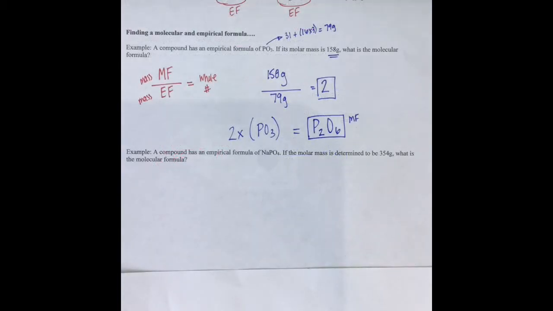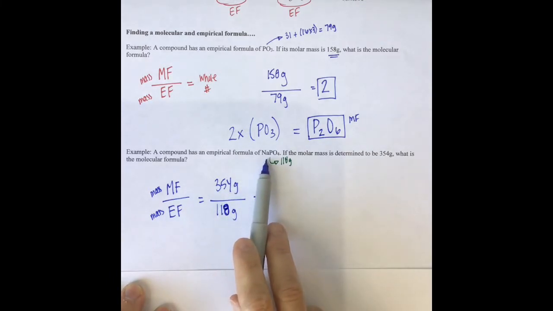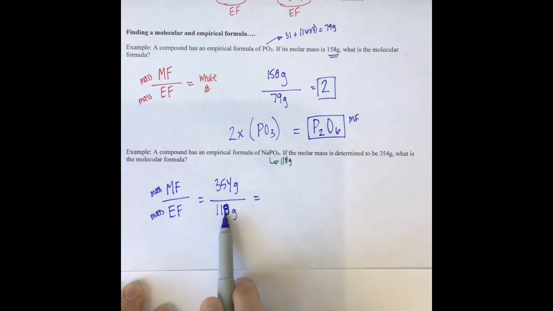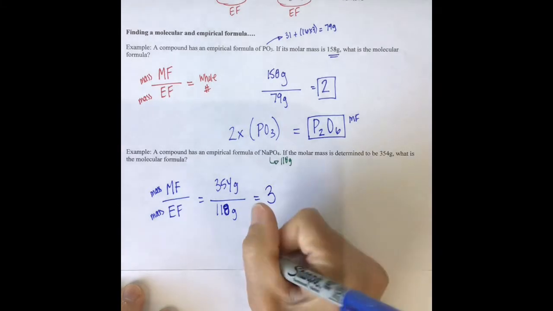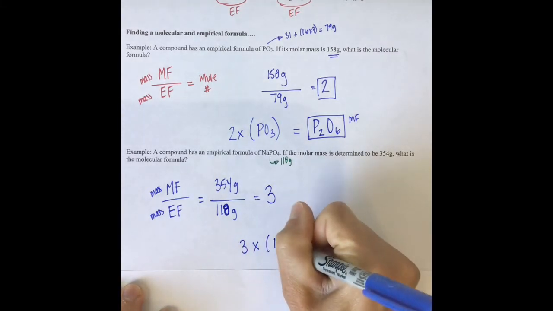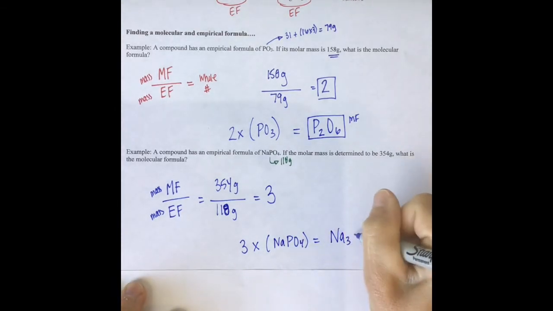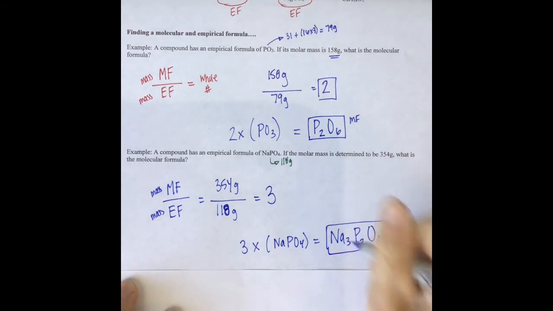Okay, this second example you're going to set up the same way. I'd like you to see how far you can get and then check back here to see if you got it correct. Okay, so in the problem they gave me the mass of the molecular formula at 354. I added up sodium, phosphorus, and 4 oxygens and got 118 grams for the mass of the empirical formula. I'm going to divide and I get the whole number 3. That means my molecular formula is exactly 3 times the empirical formula. Na3P3O12. And that's what we would end with.